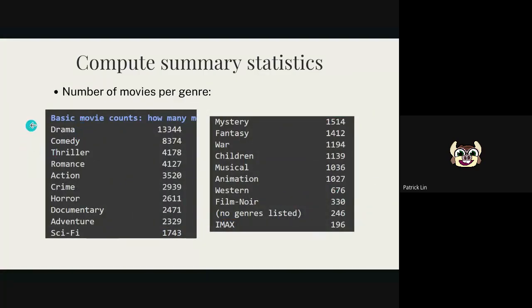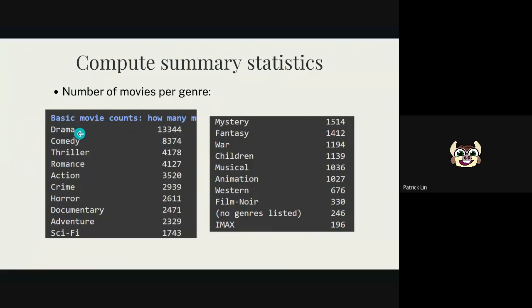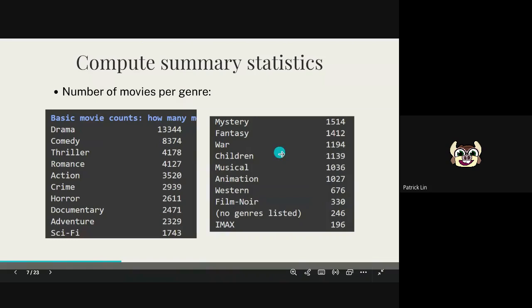We also count the number of movies per genre. We saw that drama has the most movies. It means most of the movies in this data set are drama. And this is the graph, a visualization of this result.